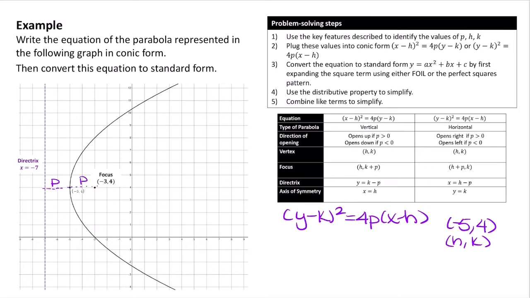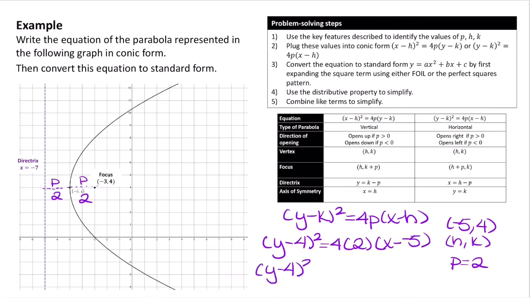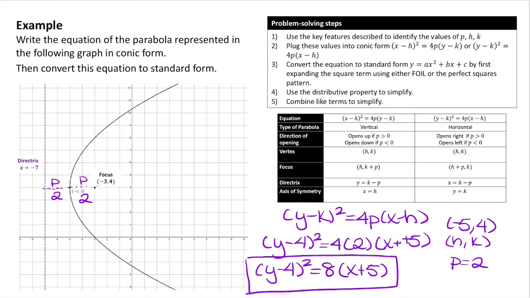The nice thing about having a graph is that you can basically just count. You can see that the vertex is 2 units away from the directrix, and it's also 2 units away from the focus. So I know that p = 2. If I plug into this equation, I have (y - 4)² = 4 times 2 times (x - -5). That gives me (y - 4)² = 8(x - -5). Well, minus negative becomes plus. So we have 8(x + 5). So this is the equation now in conic form: (y - 4)² = 8(x + 5).